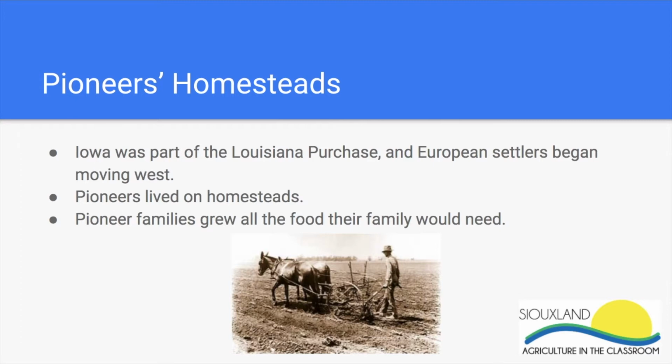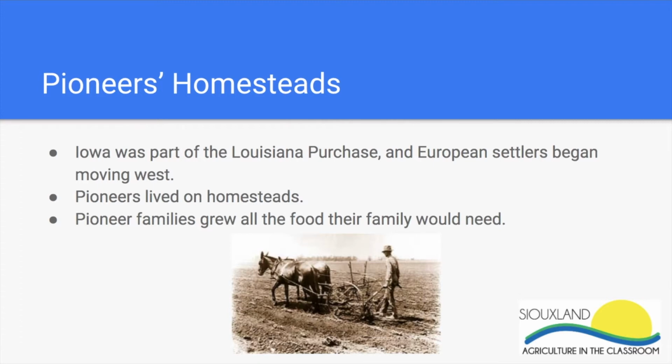Sometimes people would share with neighbors if someone was close enough, but pioneers could not rely on getting to a grocery store. It might take you 2 or 3 days to get to the closest store and 2 or 3 days to get back home. So that's a trip most families didn't make very often, maybe a few times a year.